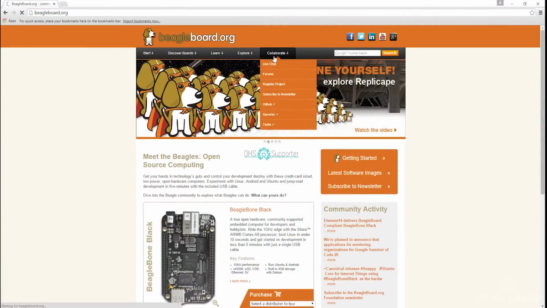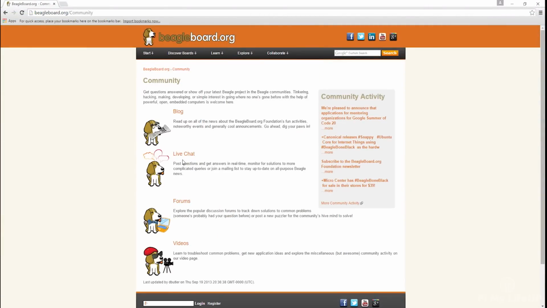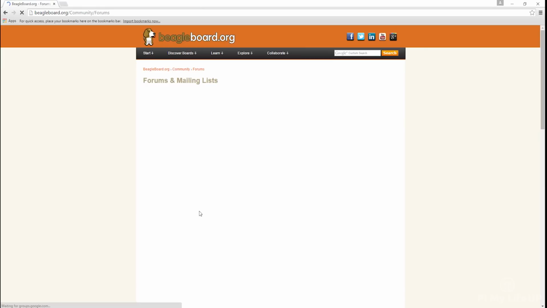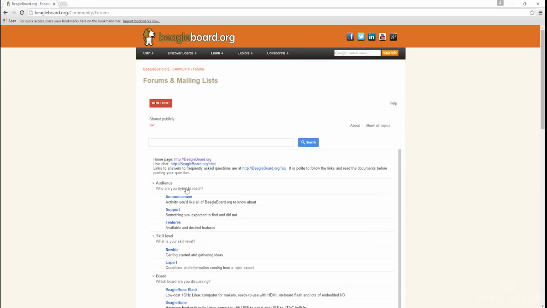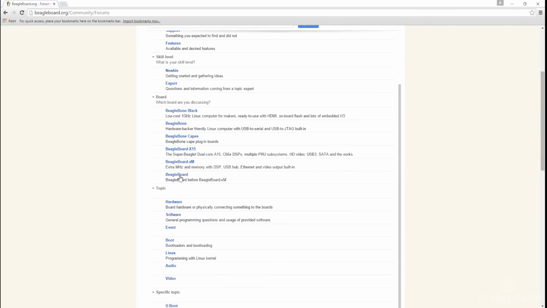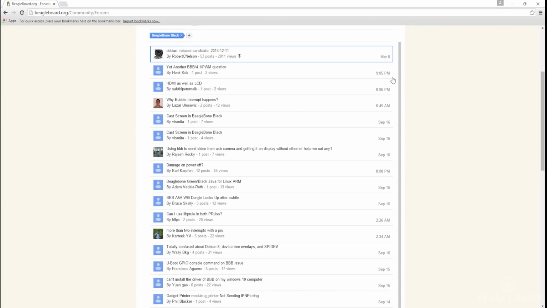If you're looking for help, projects, and guides for the BeagleBone, you'll find the forums and live chat over at the official website incredibly helpful. The community is a lot smaller than the Raspberry Pi's, but you'll find that there are still a lot of great projects and people to help you if you get into any trouble.